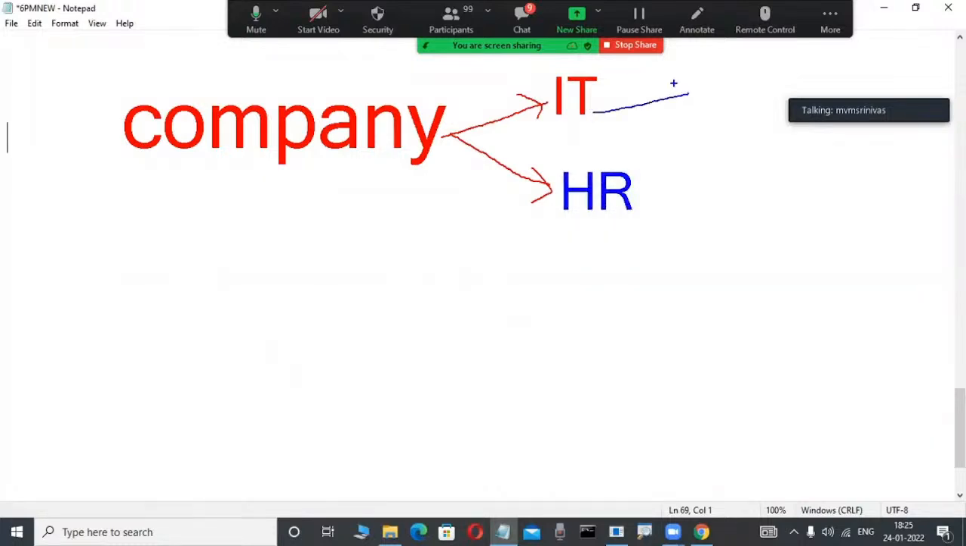In this IT department, suppose you are joining the company, you would also be working in the IT department. In this IT department, three employees are working, for example. Again, in the HR department, one employee is working. This is a small scenario. In a company, an IT department and an HR department are there. One company, two departments. In the IT department, three employees are working. In the HR department, one employee is working.